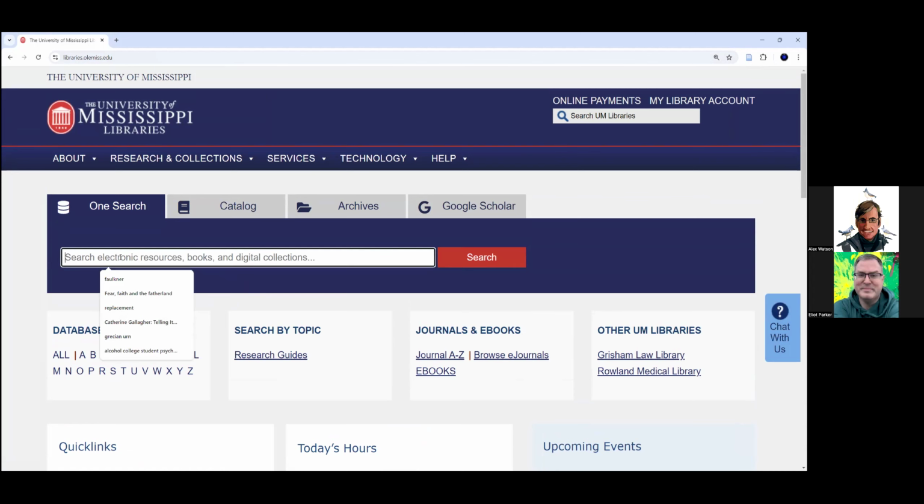One of the great things about OneSearch is that it is what we like to call a meta-search tool. The library subscribes to a large number of databases, and while you can go in and search each of those databases individually, OneSearch will take your search and send it out to many databases at the same time and pull those results together for you into a single list and a single interface. This is nice because it means you have a large number of sources at your fingertips.